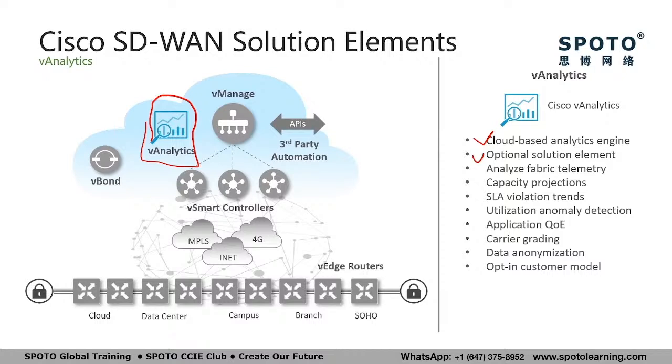Basically, it's an analytic engine. It collects the fabric telemetry and does the capacity projections, like based on the historical data doing the forecast. And monitors the SLA violation trends, utilization, and if anything abnormal, it will alert the administrator. Also shows the application QoE, functions at carrier grade. So you can install this in the lab and have a play with it. It's an analytic engine, optional.